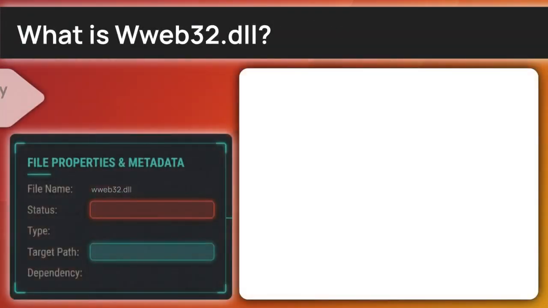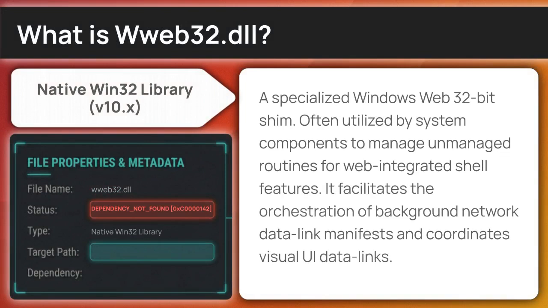This is the wweb32, a specialized Windows Web 32-bit shim, often utilized by system components to manage unmanaged routines for web-integrated shell features. It facilitates the orchestration of background network data link manifests and coordinates visual UI data links.